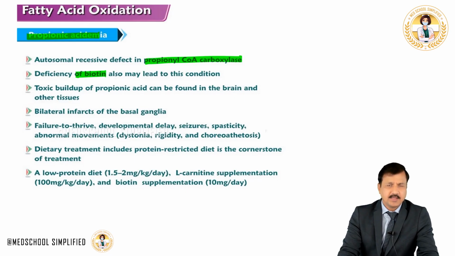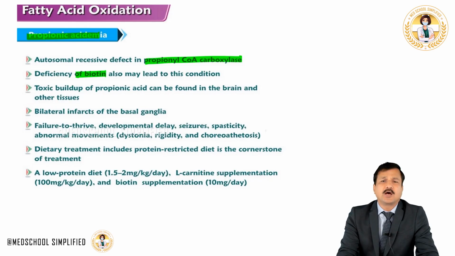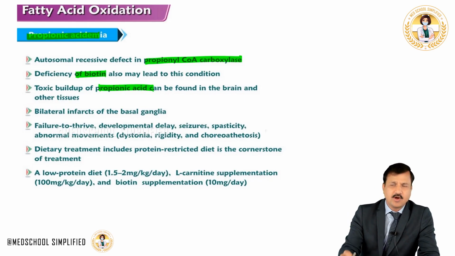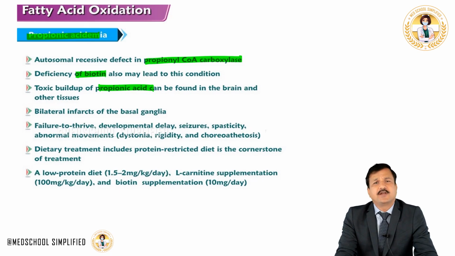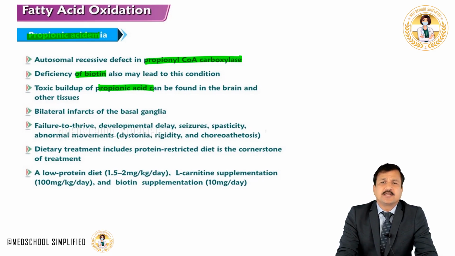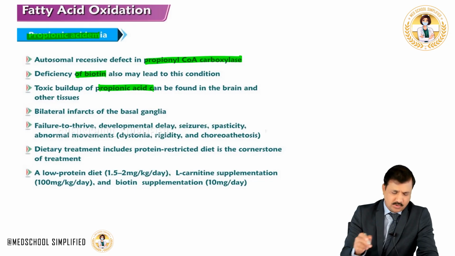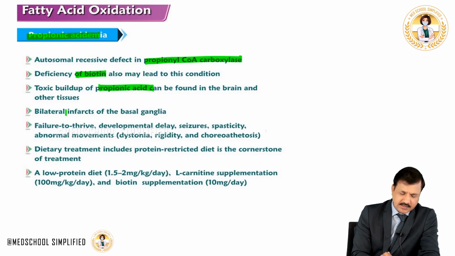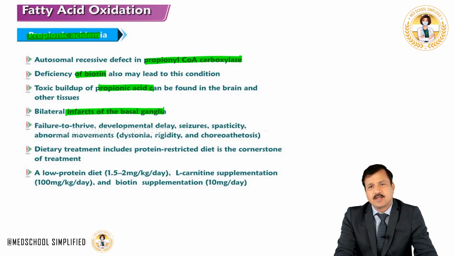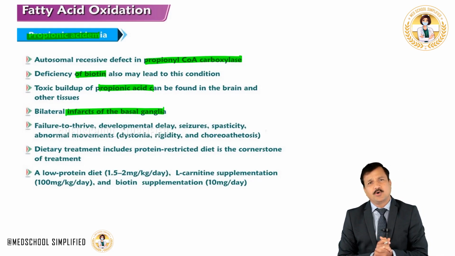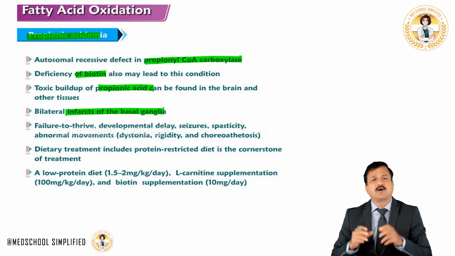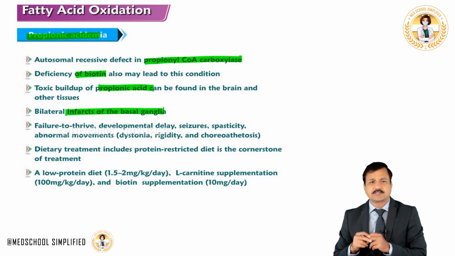So what happens here? There will be a toxic buildup of propionic acid, which can be found in the brain and also in other body parts. Now, clinical imaging evidence suggests that propionic acidemia predisposes patients to bilateral infarcts in the basal ganglia, and possibly this is due to dysfunctional cytochrome C oxidase and also hyperammonemia, leading to accumulation of glutamine and/or glutamate.